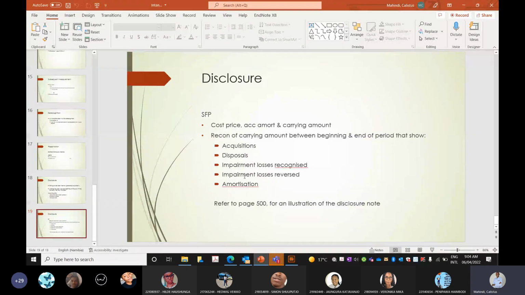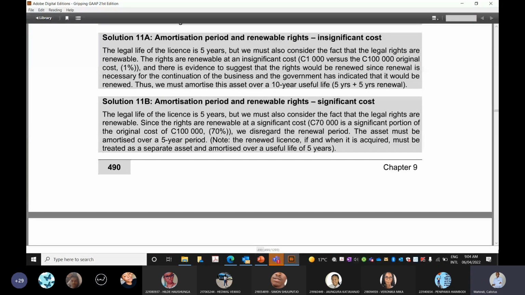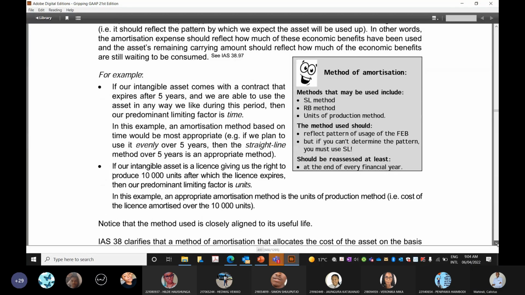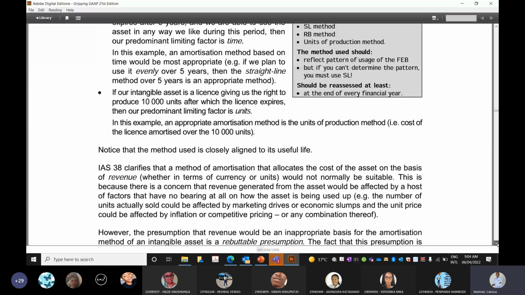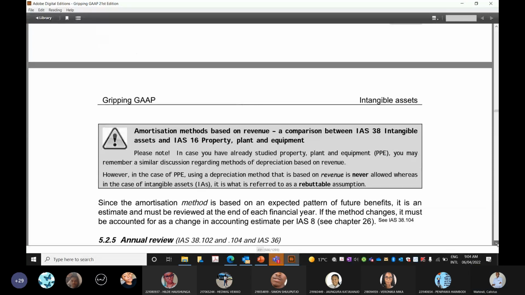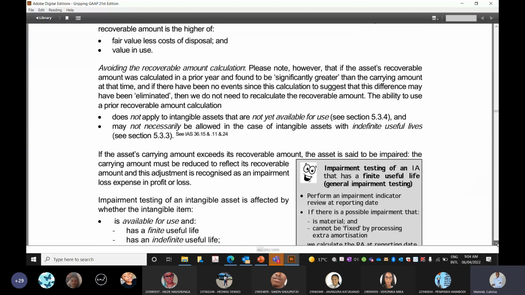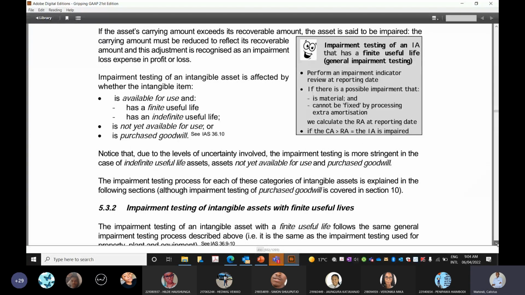All right. So I want to show you this page 500, which shows us how to disclose the intangible asset note. Okay, let us go and look at that. Let me just scroll down this.